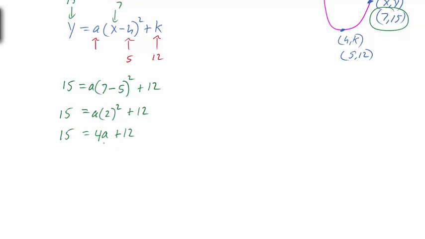And then we need to get that 4a by itself, so we're going to subtract 12 from both sides. So 15 minus 12 would be 3. So 3 is equal to 4a. And then to simply divide by 4, therefore a is equal to 3/4. So now all we have to do is write the equation. The equation is going to be y equals 3/4 times x minus 5, squared, plus our k, which is 12.